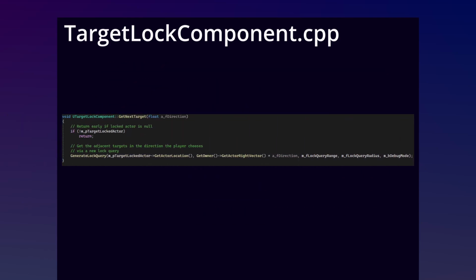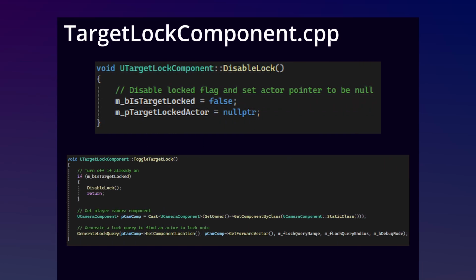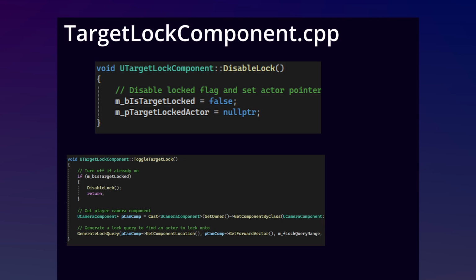In our getNextTarget method, we'll be taking in a float which will determine which direction we'll be looking adjacent to whatever the current locked target is, which can be left or right. And if you aren't currently locked onto anything, then the method will just simply return early. However, if you are currently locked, it's going to generate a new lock query with the given parameters to see if there are any adjacent targets. Disable lock and toggle target lock are both pretty simple, with the lock disable acting more as a reset. The toggle, however, will either call this disable method or generate a lock query in the forward direction of the camera relative to its position.